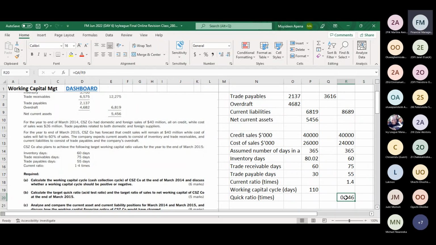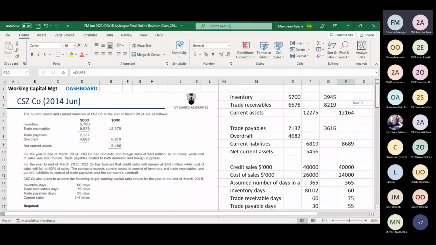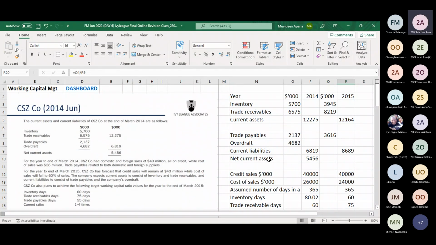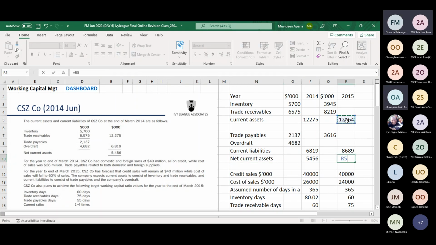So we're also asked to calculate sales to net working capital. So what is our net working capital for 2015? Net current assets is our net working capital. So how do we calculate that? Which is equal to current assets minus current liabilities. So we have net current assets.